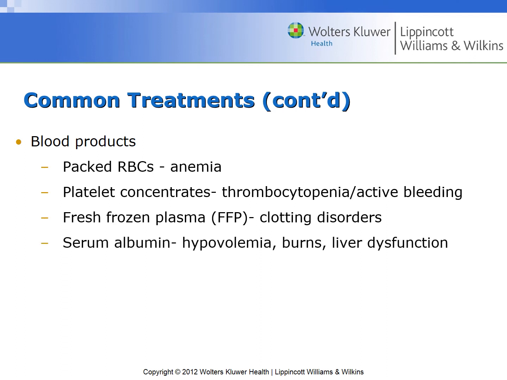Serum albumin. Albumin is a protein made in the liver, if you may recall from Nursing 103. And this can be used to treat hypovolemia, burns, liver, and the results of liver dysfunction, because if the liver is not working, it's not producing albumin. Serum albumin helps to hold fluid into the bloodstream, and it is also a protein used to build other body structures.